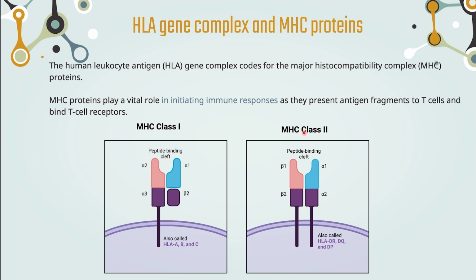Now let's look at the structure of MHC class 2. They also have a similar antigen binding cleft, but their components are different. Unlike MHC class 1, MHC class 2 has two beta components, beta 1 and beta 2, and two alpha components, alpha 1 and alpha 2. They are also called HLA-DR, HLA-DQ, and HLA-DP. Now let's talk about MHC class 1 and MHC class 2 in detail.